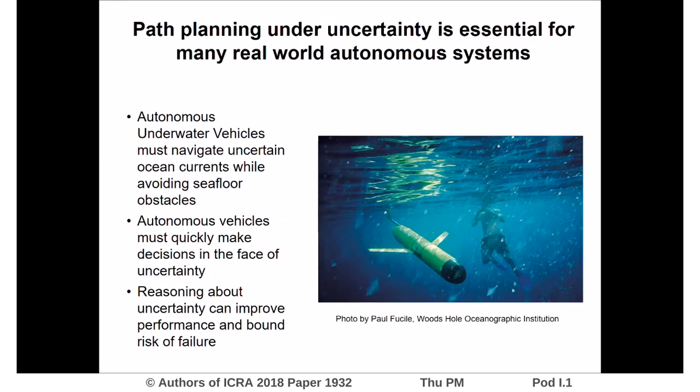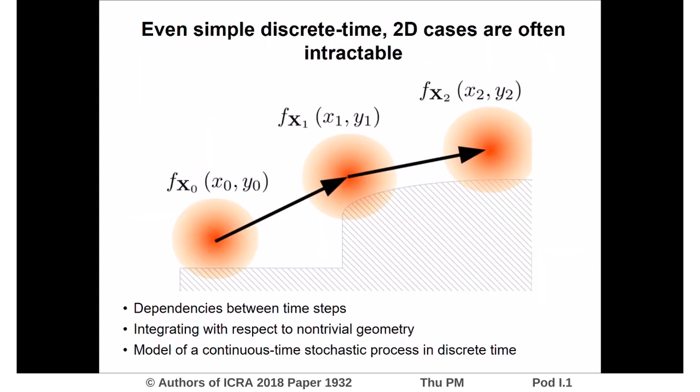Many autonomous systems must reason about uncertainty when planning a path through their environment. For example, an autonomous underwater vehicle must deal with unexpected ocean currents when navigating obstacles on the sea floor. Unfortunately, path planning under uncertainty is often intractable in even the simplest scenarios.